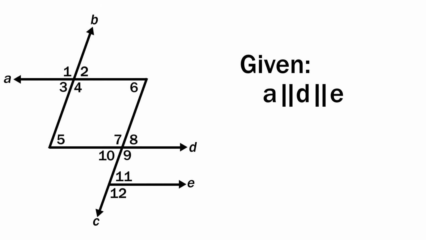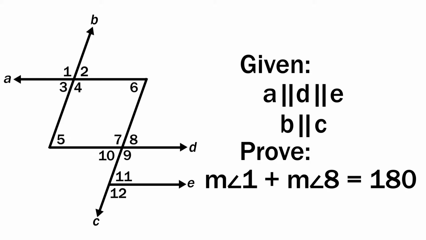The given is A is parallel to D and E, and B is parallel to C. And we need to prove that the measure of angle 1 plus the measure of angle 8 is equal to 180.